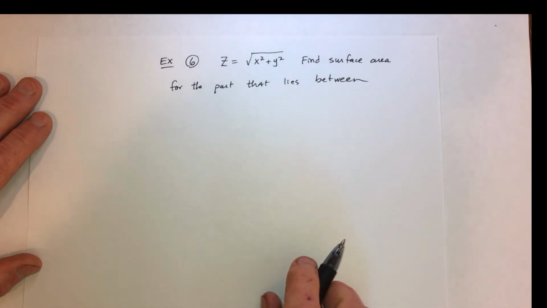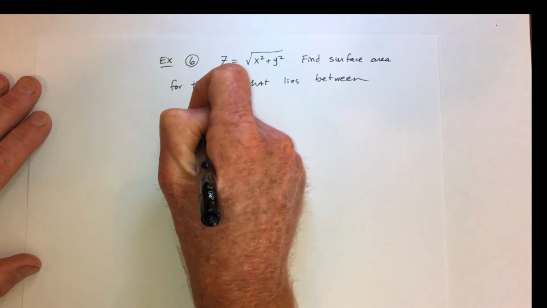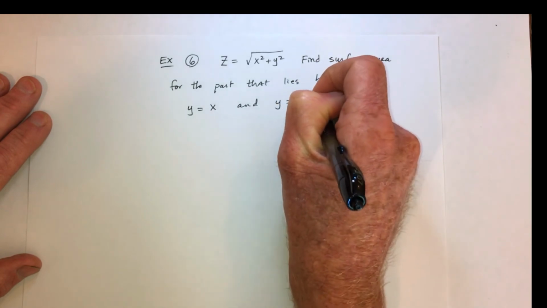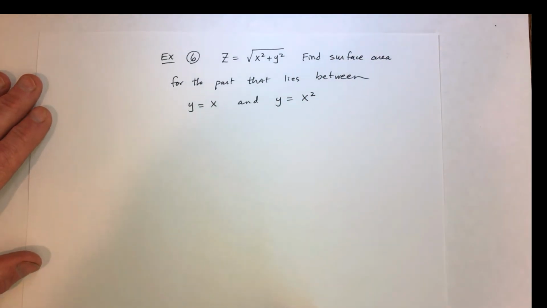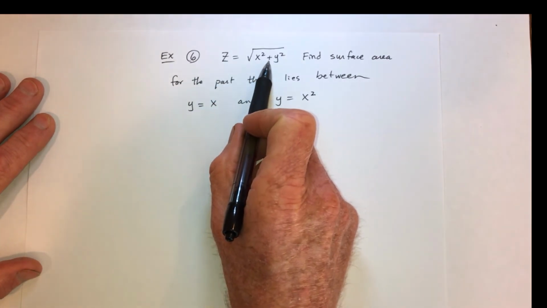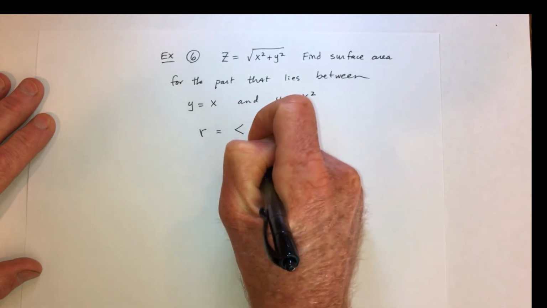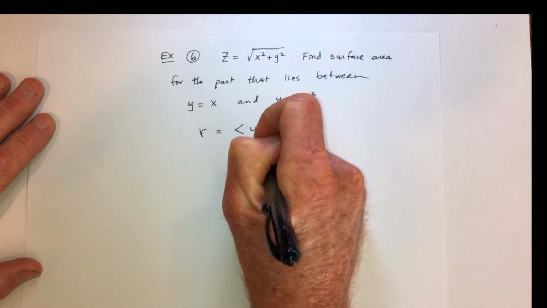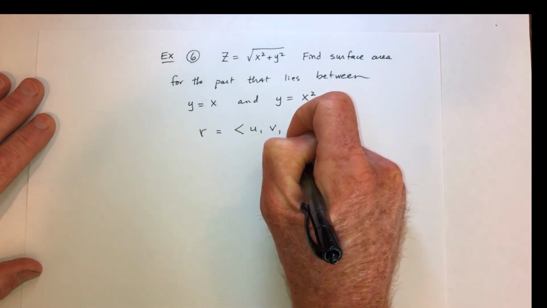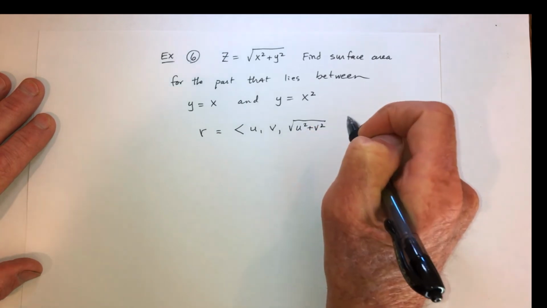Find the surface area of that cone for the part of it that lies between y equals x and y equals x squared. So first of all, make this into a parameterized function. So r equals: replace the x with u, replace the y with v, and then replace the z with the square root of u squared plus v squared.